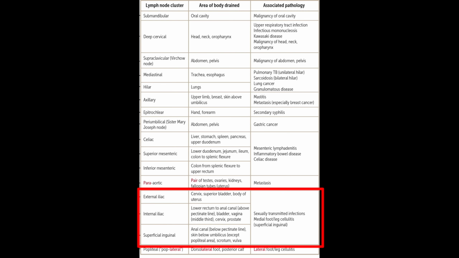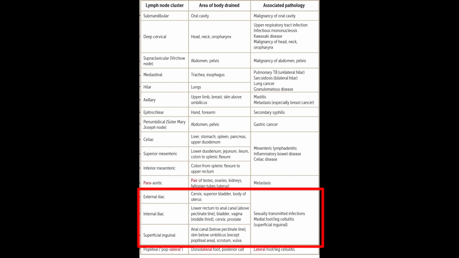The external iliac lymph node drains the cervix, the superior portion of the bladder, and the body of the uterus. The internal iliac drains the lower rectum to the anal canal above the pectinate line, the bladder, the middle third of the vagina, the cervix, and the prostate. The superficial inguinal drains the anal canal below the pectinate line, the skin below the umbilicus except the popliteal area, the scrotum, and the vulva.